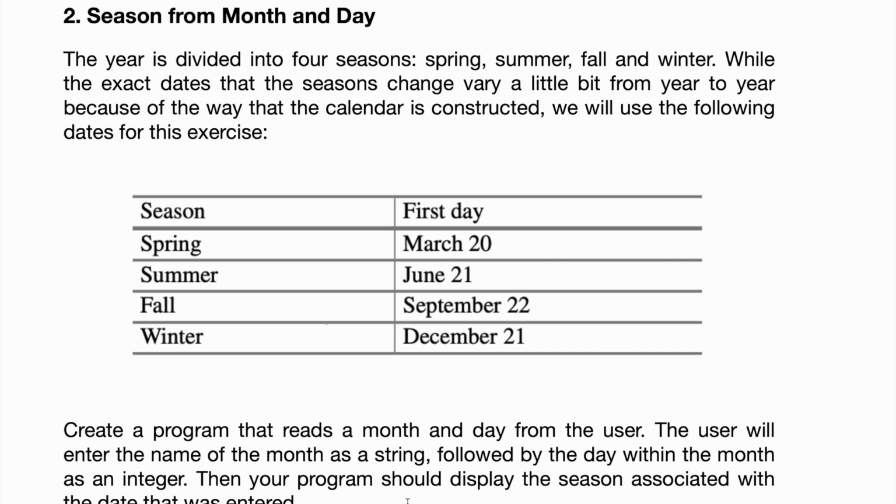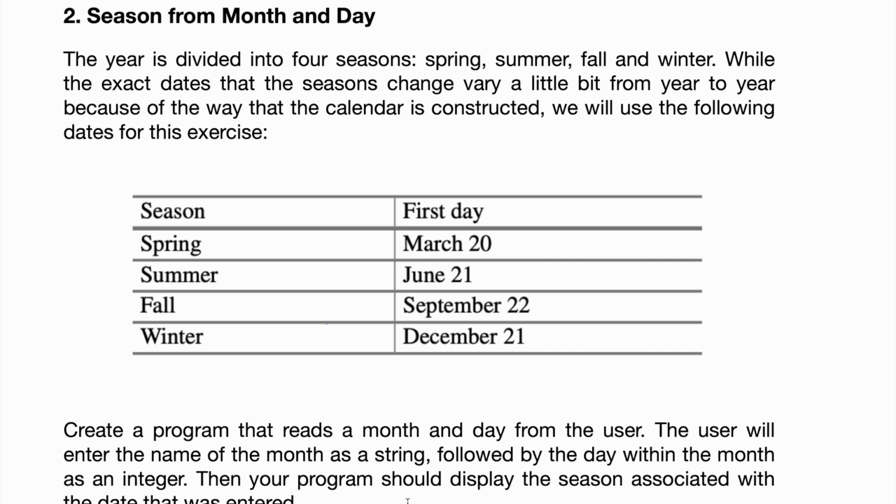The year is divided into 4 seasons: spring, summer, fall, and winter. While the exact dates that the seasons change vary a little bit from year to year, because of the way that the calendar is constructed, we will use the following dates for this exercise. Here we've been given a table which has season and first day as two columns. This table basically tells us that the spring season starts on March 20, summer on June 21, fall on September 22, and winter on December 21.